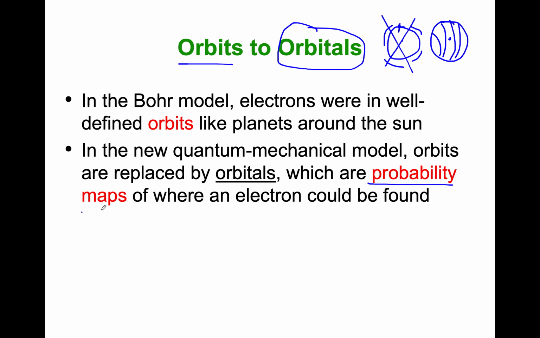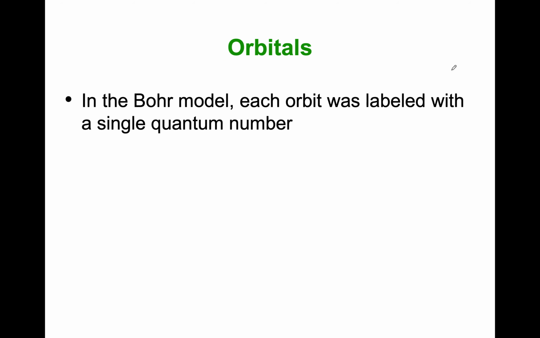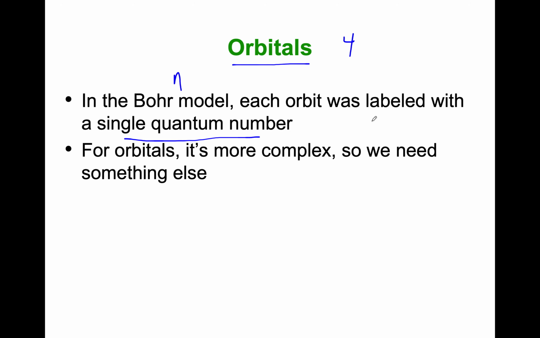I just drew a simple one here, a sphere, of a probability map, but it definitely gets more complicated as we go on. So orbitals: the Bohr model had one quantum number, that was n. Orbitals have 4 quantum numbers, and you'll go in great detail about that in CHEM152Ch9. We just talk a little bit about quantum numbers here.